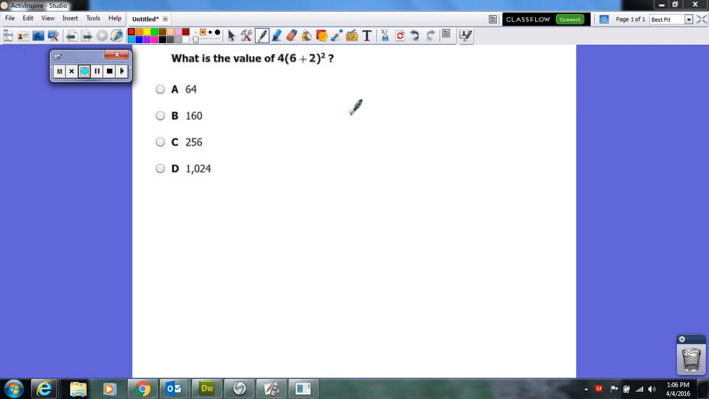This is for Math 8 and our first question is, what's the value of 4 times the quantity 6 plus 2 squared? Now as you can see it's multiple choice, so the correct answer is going to be found amongst these four.